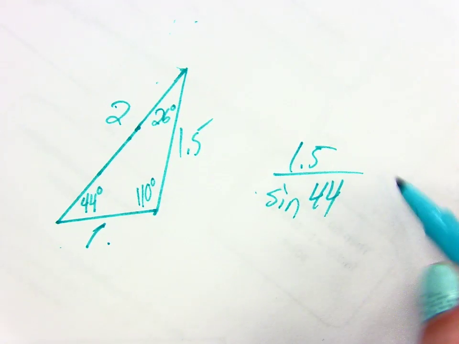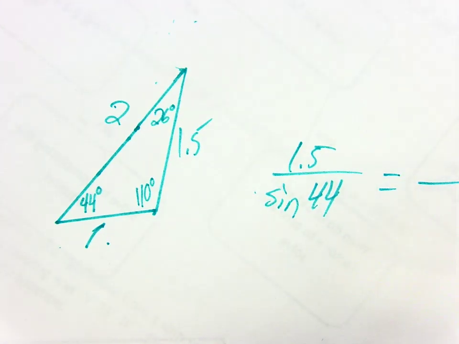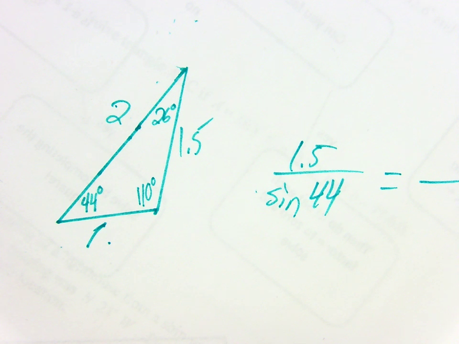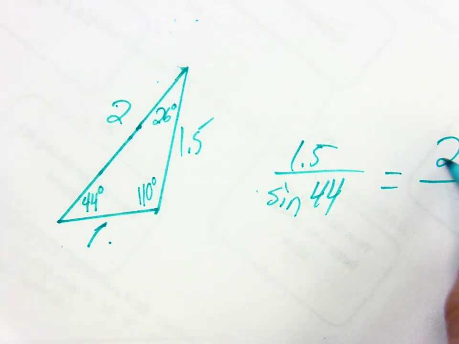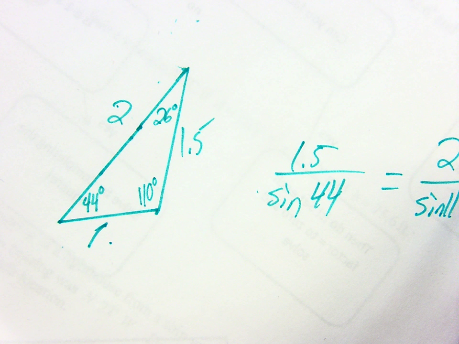Opposite, I should be saying. And that will be equal to, pick another side, 2 and sine of 110. So I will check this on the calculator and see. Obviously, again, I'm doing this by hand. These are not exact measurements, but they're going to be pretty close.